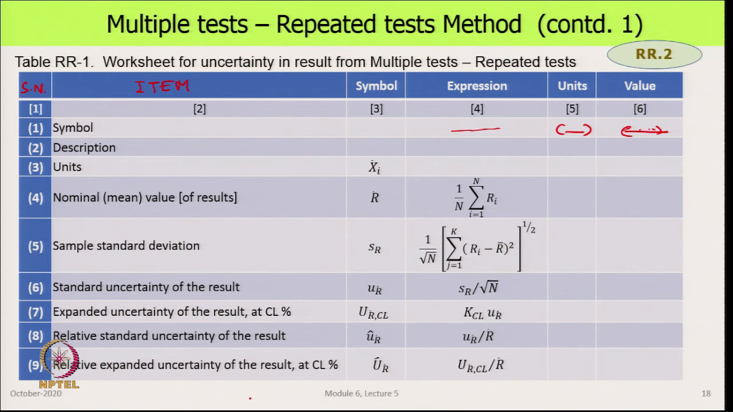Description, we write down what it means. So, we can either write down here itself and get done with it. It has got no units, no value, we are just writing something about it. Then we are looking at the units that we have for this symbol. So, we can put those over here.